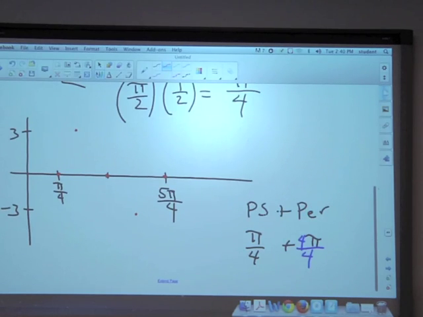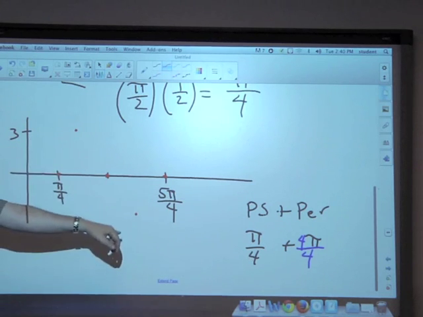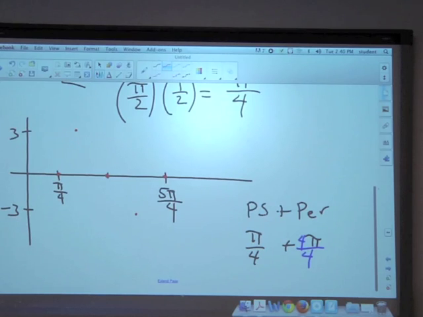Well, we got our 5 points. The next thing we do is connect the dots. The maximum is +3, and the minimum is -3, right? So now we connect the dots.